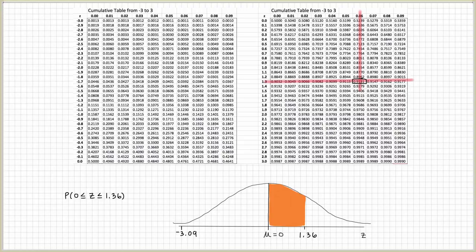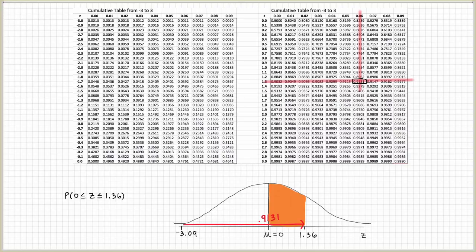That is not the answer for the orange. We know that. So what does that 0.9131 tell us? Well, that tells us that if we were shading from negative 3.09 all the way out to 1.36, that would be an area of 0.9131, which is not the answer that we want. So how are we going to find the orange piece?